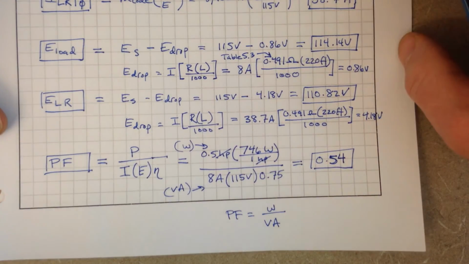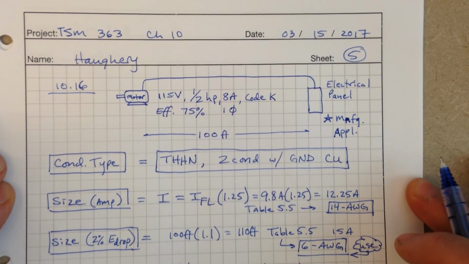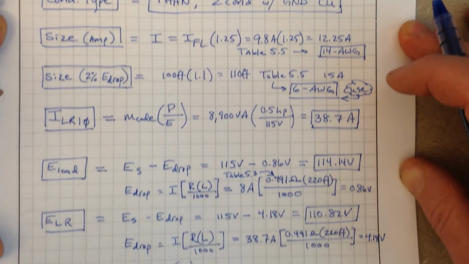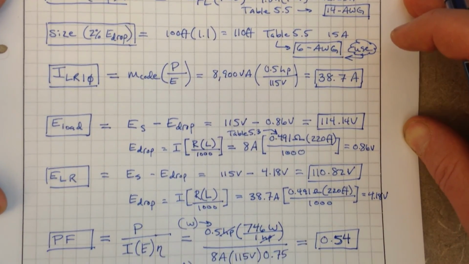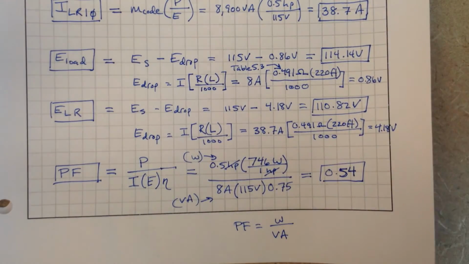There we go. That's how we can determine what conductors to use based on ampacity or voltage drop. We can look at locked rotor currents. We can look at voltage drops at the loads, locked rotor voltage drops, and power factor. Very helpful problem here.